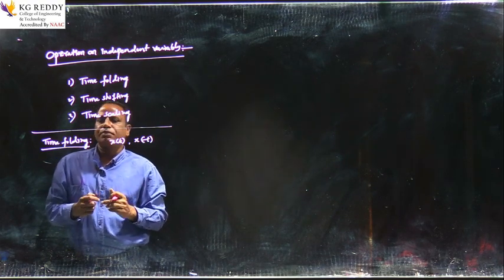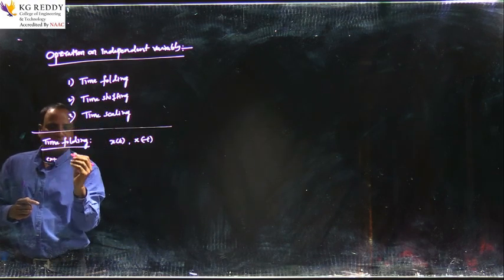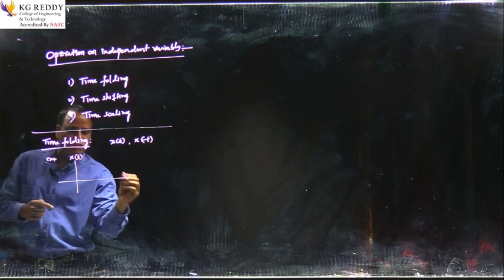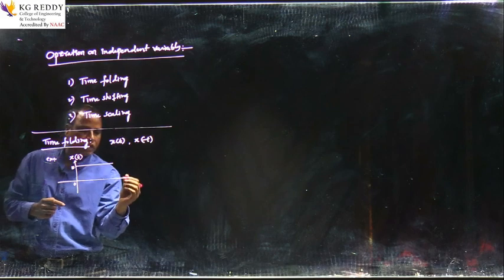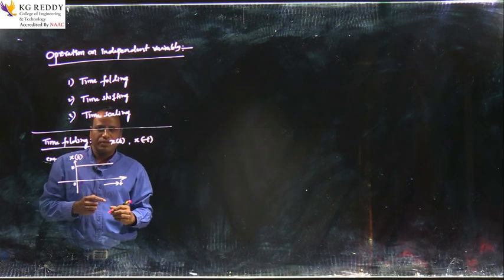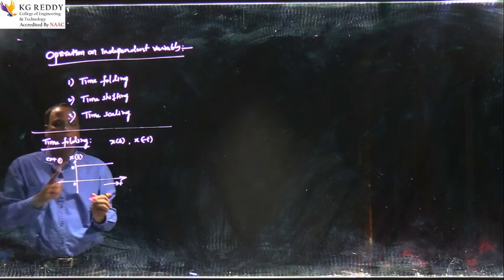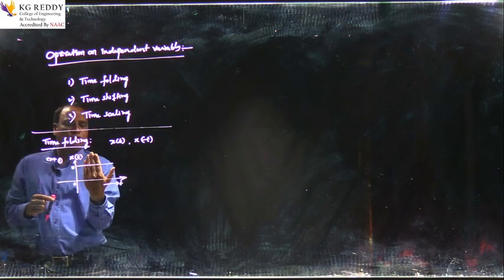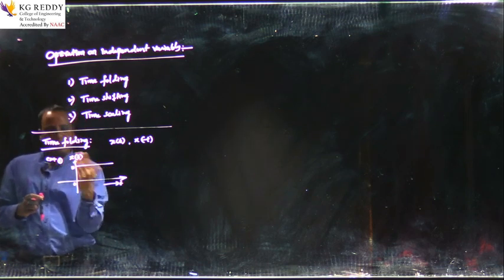For example, suppose x of t is a signal like this. This is the amplitude 10, this is 0, and this is t. Now I want to sketch the time folded version of this x of t. How do you sketch it? This is a simple example. In order to sketch this x of minus t, just fold this particular signal with respect to the vertical axis, and it looks like this.